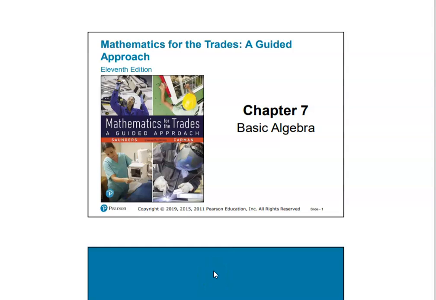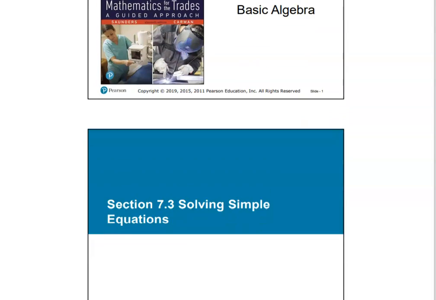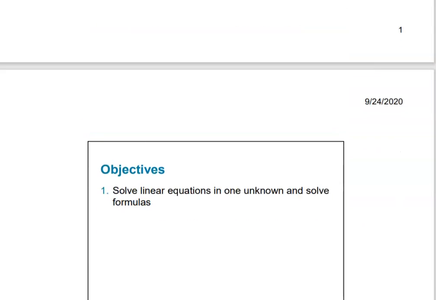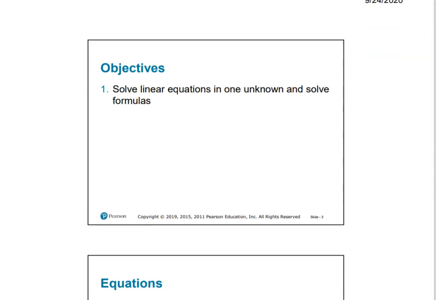Okay, this is chapter 7. We're still talking about basic algebra, and we're going to be discussing section 3, which is solving simple equations. Linear equations are basically equations that, if you graph them, would make a straight line. Also, they usually only have a variable raised to the first power, like x. So today we're going to be solving linear equations in one unknown, and solving their formulas.